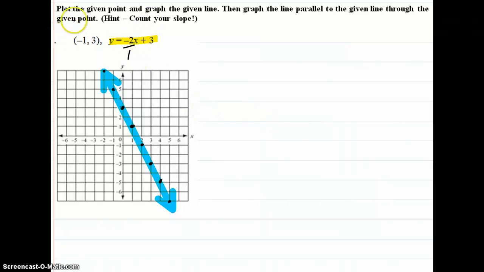Alright, so now we have the other point, negative 1, 3. So we'll graph this point, negative 1, 3. So we start here at 0, we go left 1 because of the negative 1, and then we have a positive 3. So remember, we want parallel lines, and parallel lines have the same slope. So, since the slope of this line was negative 2, we'll just do that again. Negative 2 over 1, negative 2 over 1.